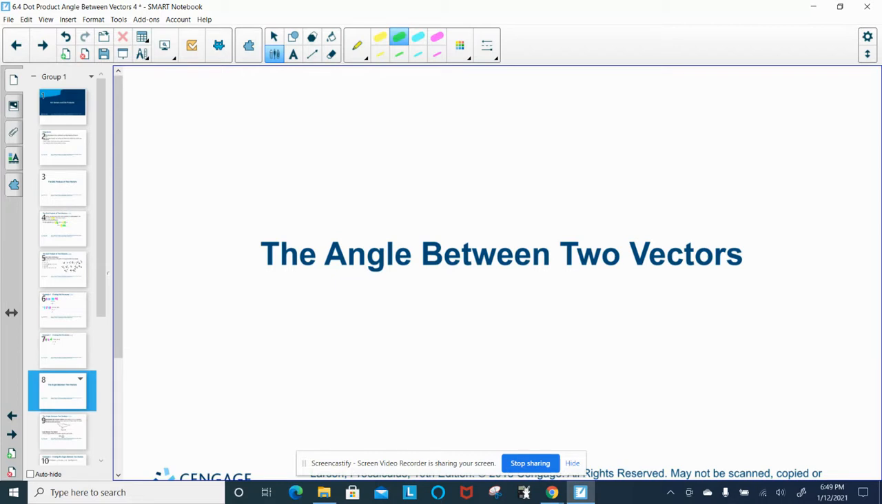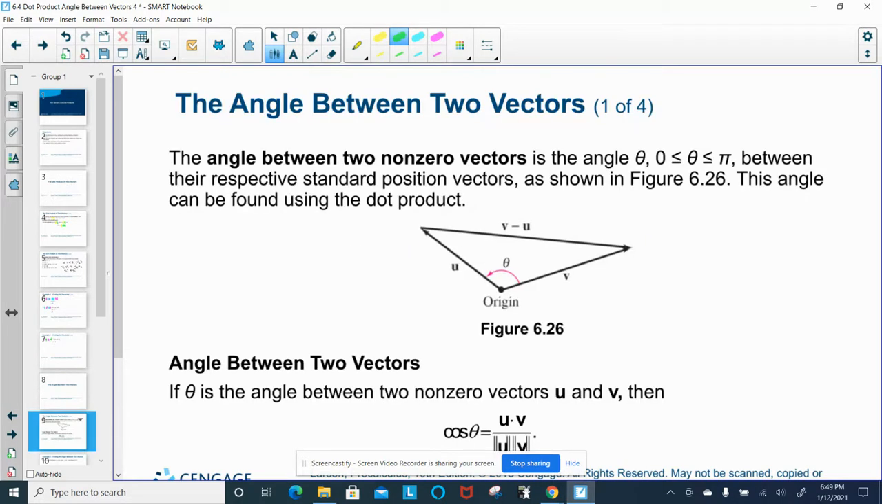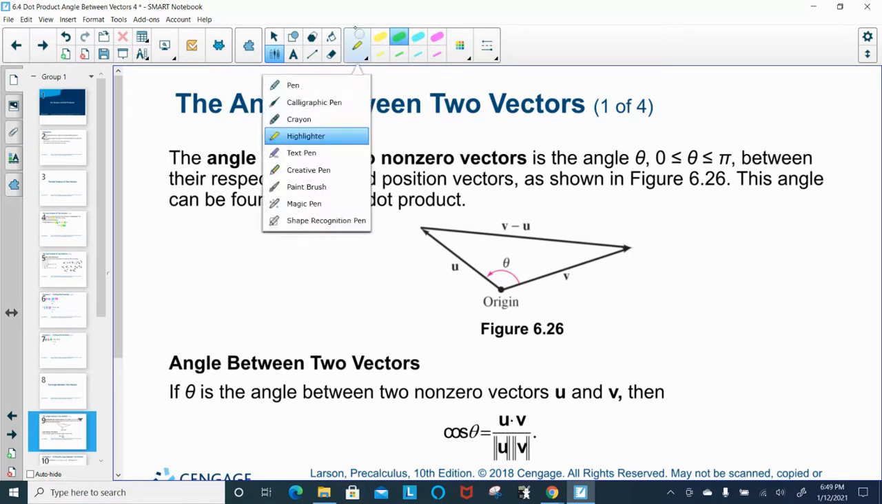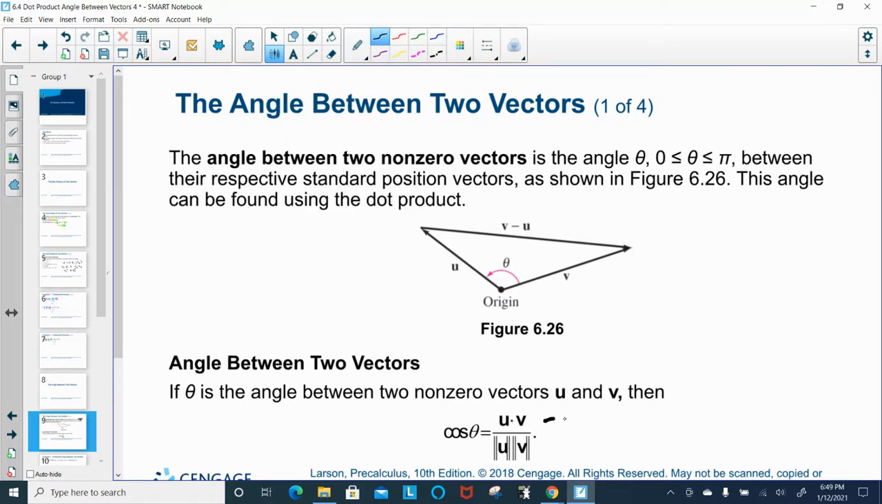Now the angle between two vectors has a formula. Down here at the bottom, you can see the formula. It says cosine of theta equals u dot v. Let's make a note of that. This is the dot product divided by the magnitude of one vector times the magnitude of the other vector.